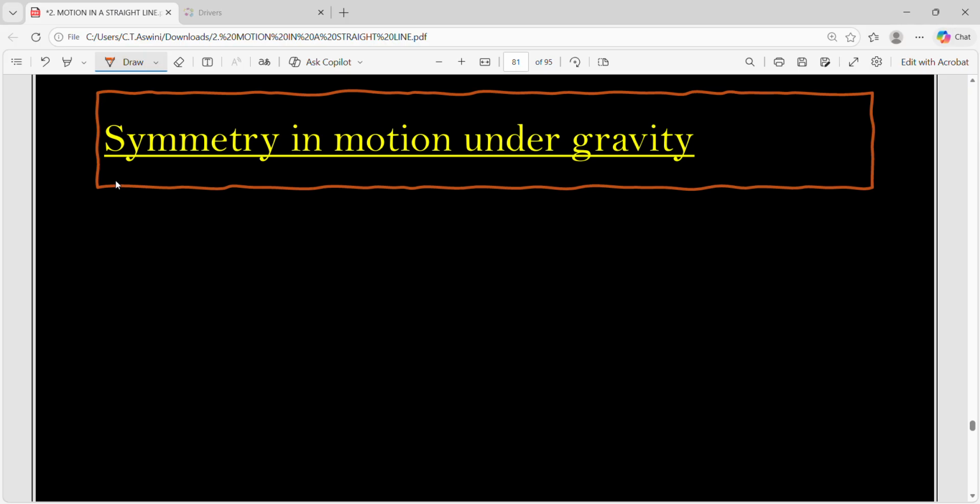Any idea about symmetry in motion under gravity? What is symmetry? In a simple way, symmetry means equality. So, how do we consider that for motion under gravity? Let us see.